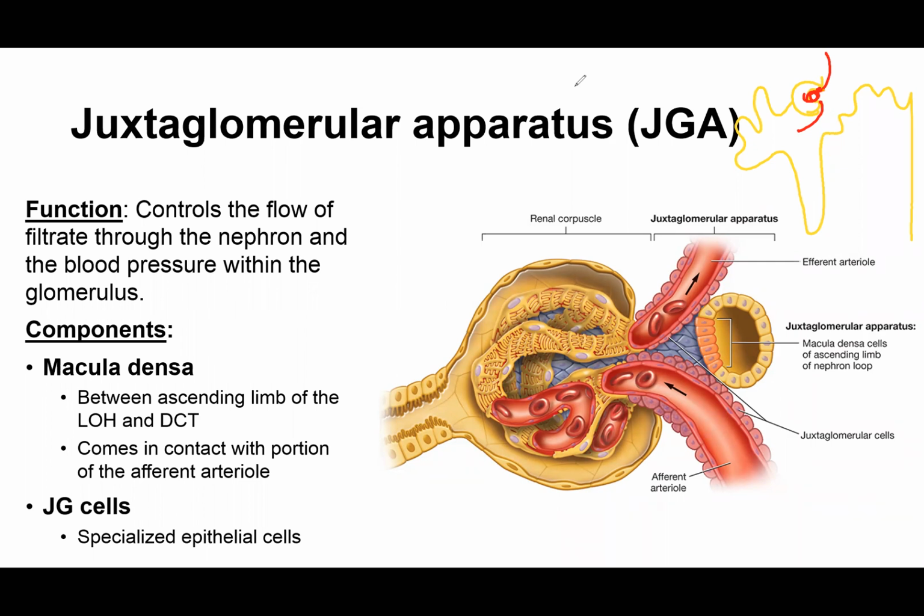Okay, so let me undo this real quick. All right, so say these are our macula densa cells. They are sitting, again, in between loop of Henle and distal convoluted tubule. They're also touching part of the afferent arteriole. And essentially the macula densa cells, these are salt sensors. Macula densa, they are salt sensors.